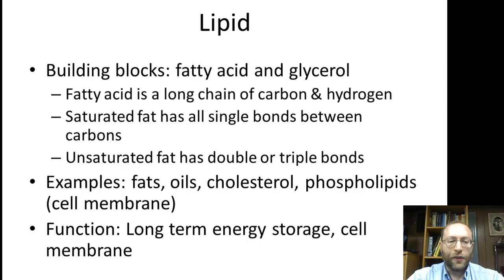Now, examples, I've already gone over a few. We've got fats and oils. Cholesterol is a lipid. And the phospholipids we've already discussed in the last unit, because that's the main component of the cell membrane. So the functions are long-term energy storage, and also structural, in terms of being part of the cell membrane.